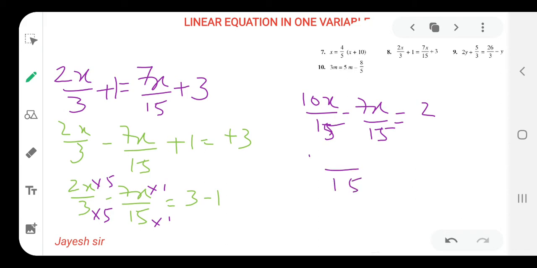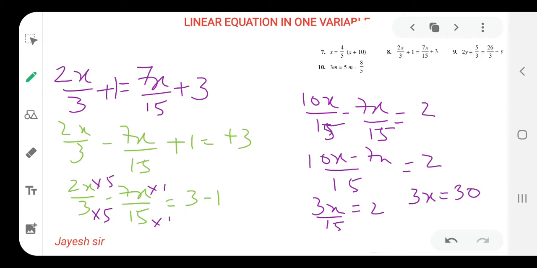15 should be taken as common. 10x minus 7x equals to 2. Yes, and 3x by 15 equals to 2. Now 15 is in denominator over this side. After going that side, it will become in multiplication. So 3x equals to 15 2s are 30. I am directly solving as I am having lack of space. So value for x would be 10. Yes, as you are in grade 8, you all must be capable of solving till this step.